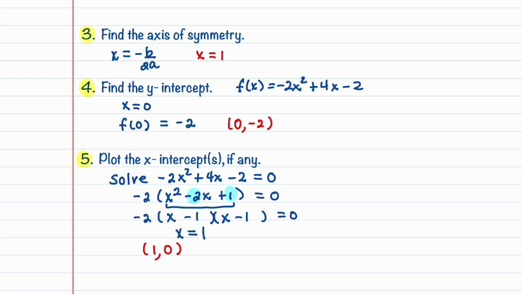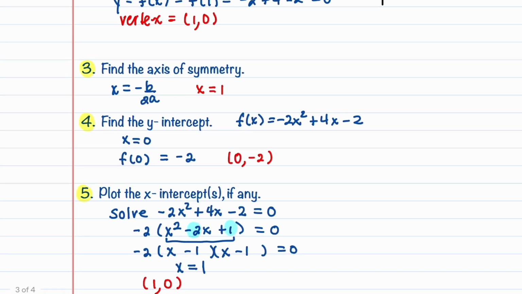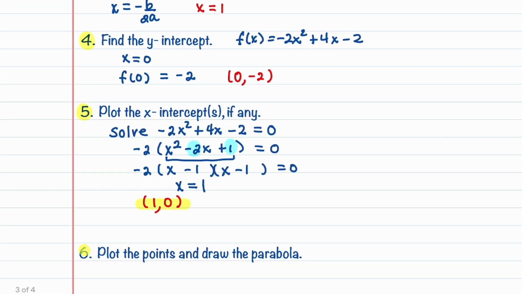Whenever you graph a quadratic function and you only end up with one x-intercept, that means that the vertex sits on the x-axis. So let's go back up here, and I want to highlight that we found that the vertex was equal to (1, 0). So our vertex and our x-intercept are the same thing. Now what we're going to do is plot all the points that we just calculated and draw the parabola.